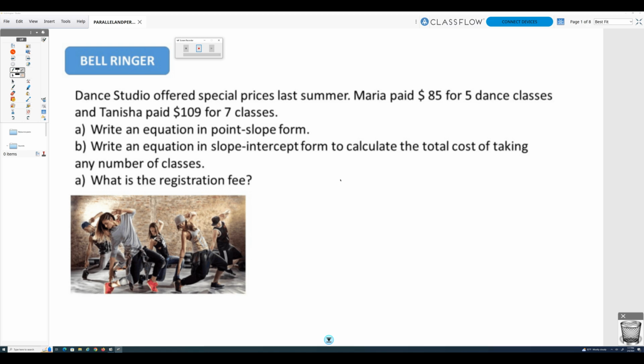Dance Studio offered special prices last summer. Maria paid $85 for 5 dance classes, and Tanisha paid $109 for 7 classes. Write the equation in point-slope and slope-intercept form and calculate the registration fee. Underline any relevant information.